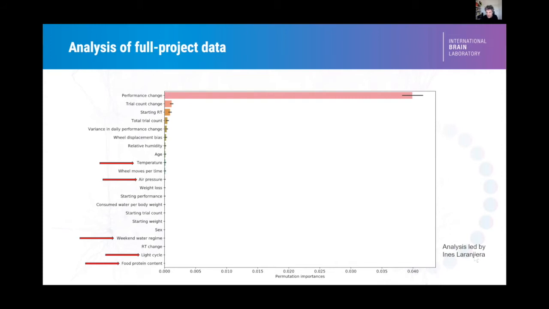And which of those is it that makes a difference, that predicts how quickly they're going to learn? So Inês Laranjeira in Lisbon did this analysis where she put loads of these data items into a random forest classifier and found that actually the thing that predicts best how long they're going to take to learn is just their performance change over the first few days. So if you know after a few days whether they've learned the task, that'll predict how quickly they're going to get it. And this gives us strategies for how to optimize training moving forwards.